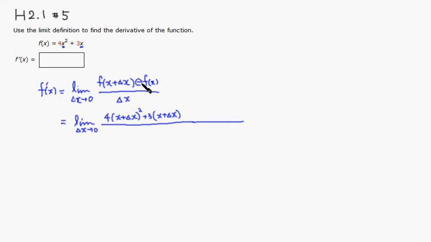And you have a minus sign here, so you have to subtract the whole f of x function. So it's going to be just 4x squared plus 3x. Then you have to divide by delta x. Alright, then we just have to multiply out and cancel out as many terms as possible. So you have a limit as delta x approaches 0. We still have to take the limit, but we'll do that later.